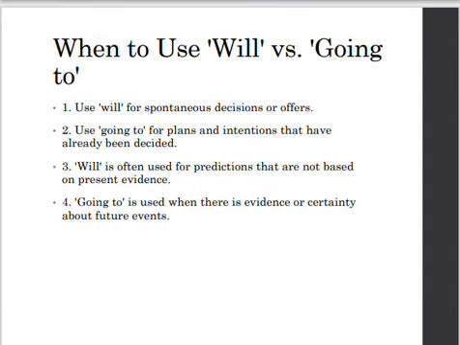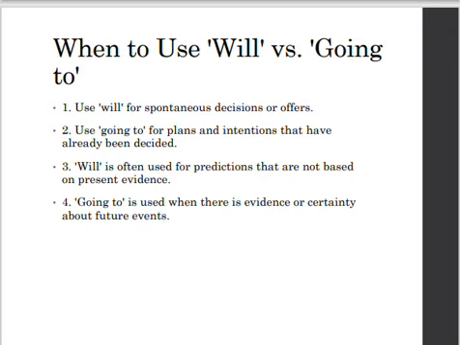First, let's start by understanding when to use will and when to use going to. 1. We use will for spontaneous decisions or offers. For example, if you are with a friend and decide to make a sudden offer, like "I will help you with that." This decision was made at the moment of speaking.